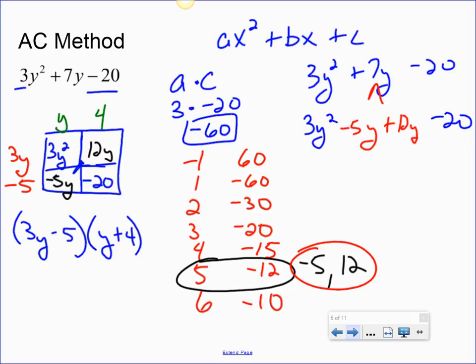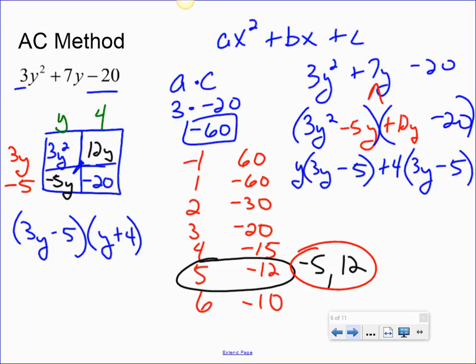Okay, so I would have grouped the first two, I would have grouped the last two. If I looked at the first two, I know I have a y common. What do I factor out? I would factor out y, leaving 3y minus 5. If I looked at the second two, I could see that there is a 4 common, so I'd factor out a 4. And what would I be left with? I'd have a 3y minus 5. Okay, from there, once again, what's common? This 3y minus 5. So I could factor that out, 3y minus 5. And then I would have y plus 4.